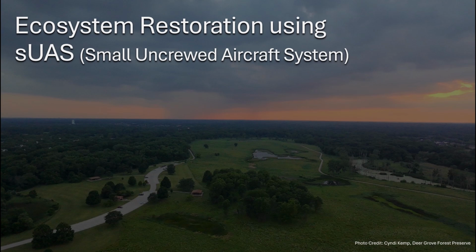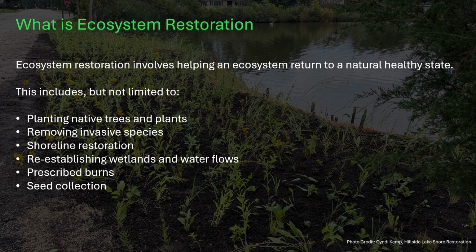Hello, I'm Cindy Kemp. Welcome to my presentation on ecosystem restoration using sUAS, Small Uncrewed Aircraft System, also known as drones. Ecosystem restoration is helping an ecosystem return to a natural, healthy state. This includes, but is not limited to, planting native trees and plants, removing invasive species, shoreline restoration, reestablishing wetlands and water flows, prescribed burns, and seed collection.